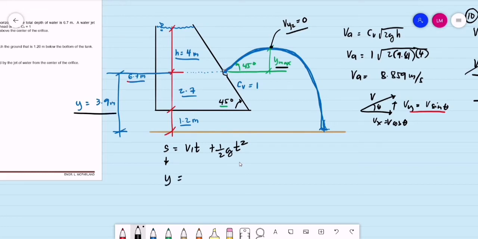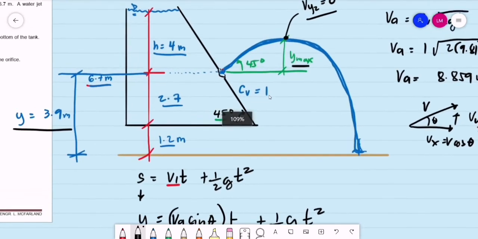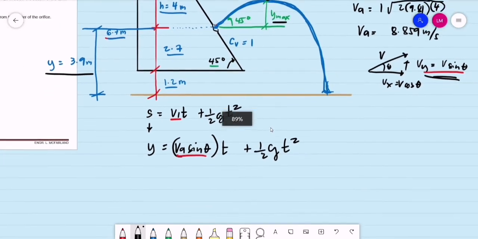Dahil vertical distance ang usapan, gagamitin natin yung vertical component ng velocity. Ito yung actual velocity, sine theta. Okay, yung vertical component. Okay, take note ha. Ganun lang naman ng projectile. Kapag vertical distance ang usapan, vertical component ng velocity yung gamitin. Kapag horizontal, horizontal component. Okay, ito yung v1 times the time plus 1/2 gt squared. Again, yung g natin, ang initial direction kasi ng tubig is upward, that will be negative.